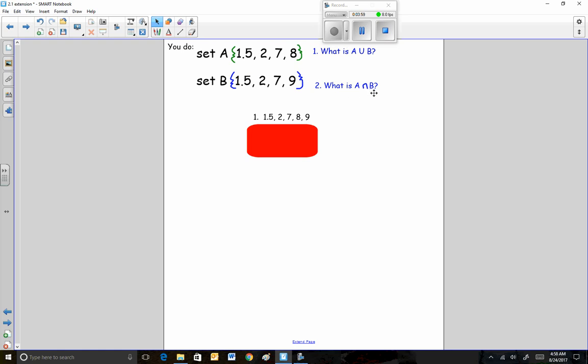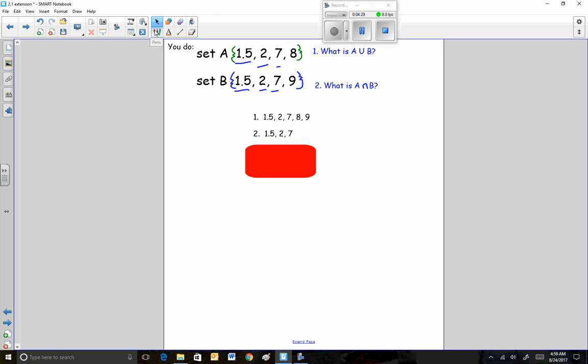A intersection B would only be what do they have both in common, what overlaps. So we take our pen and we underline. They both have a 1.5. They both have a 2. They both have a 7. Well, 8 and 9 are different, so we don't want to include those when we do intersections because we only want to look at what they both have in common. What do they both have? So our answer would be 1.5, 2, and 7.